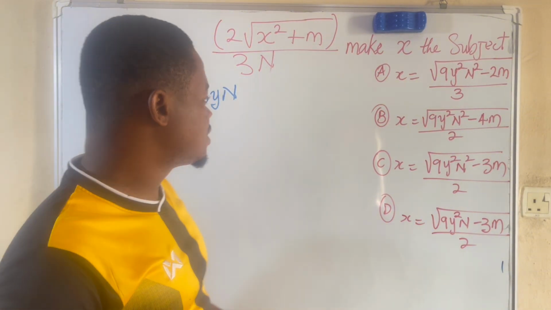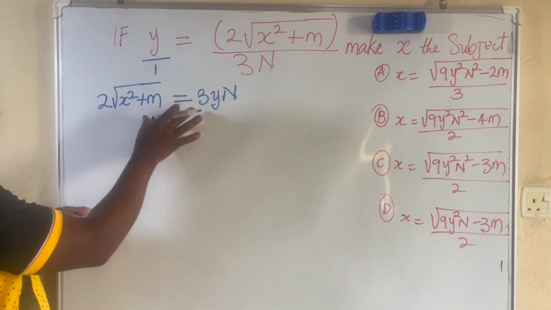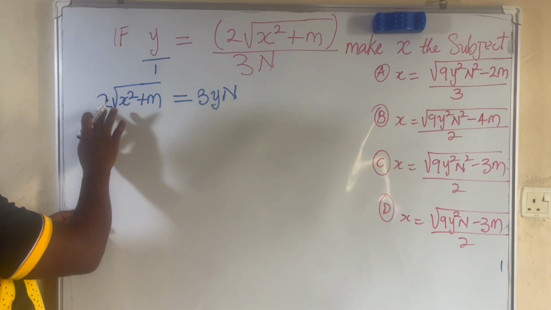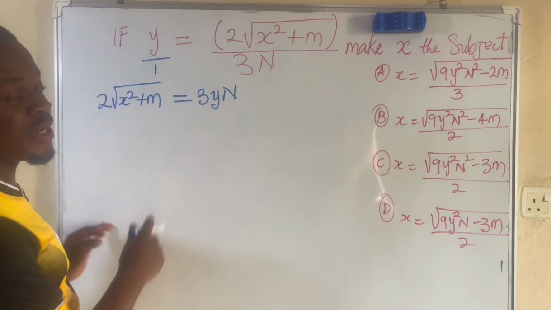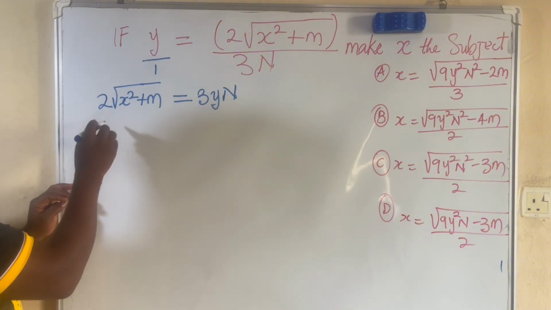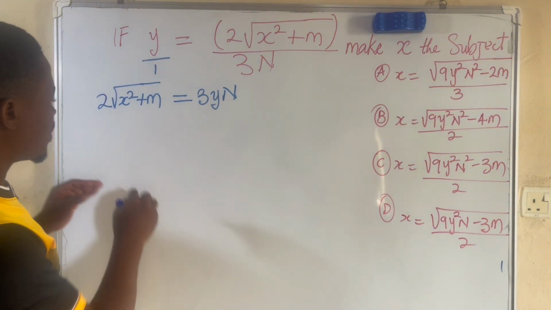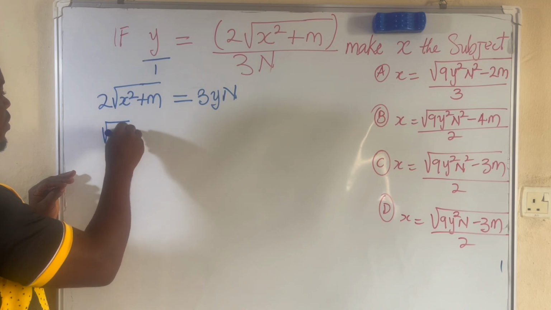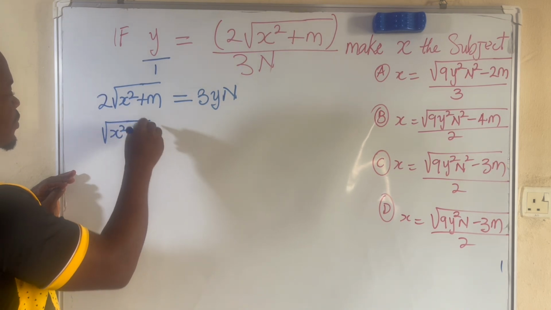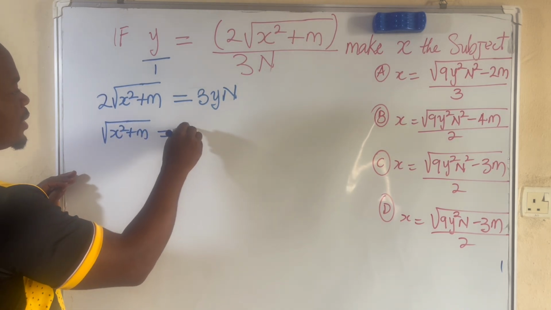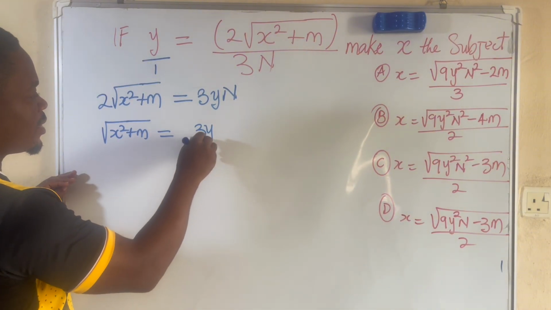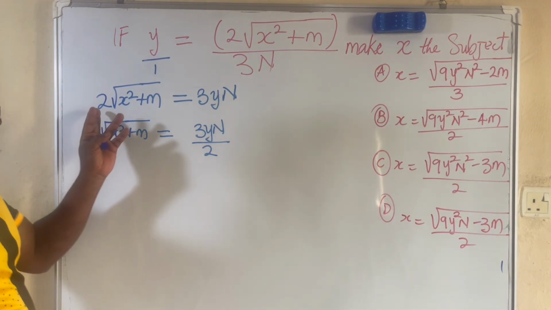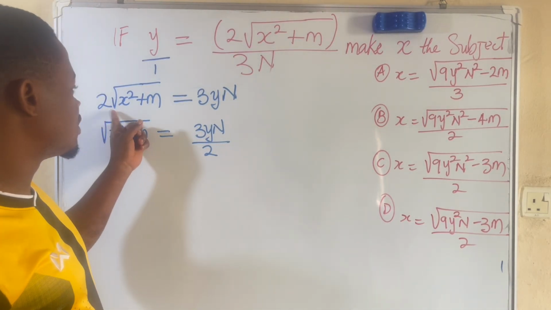When we have done this, we will now divide both sides by 2, in order to remove 2 from this other side. So if we divide both sides by 2, we are going to have root x squared plus m equal to 3yn divided by 2. So we have divided both sides by the coefficient of this.